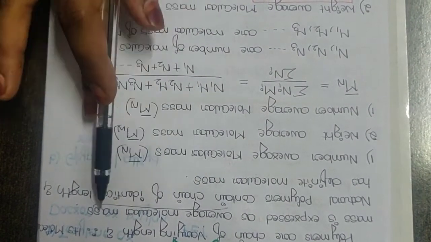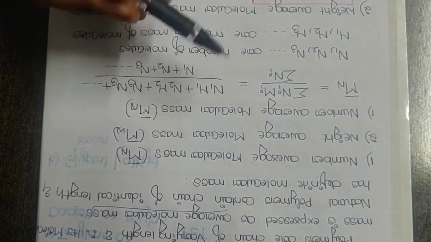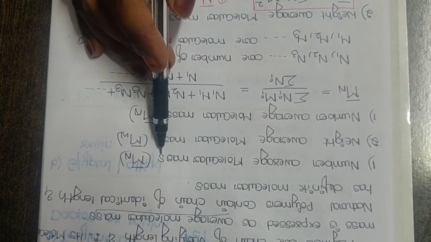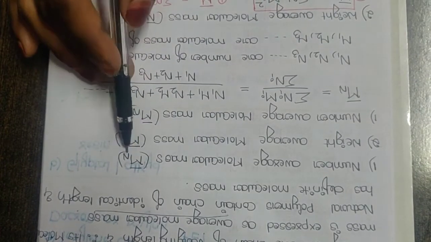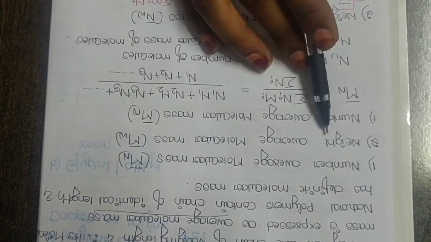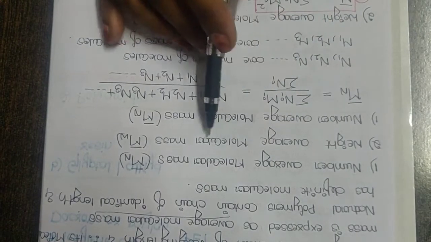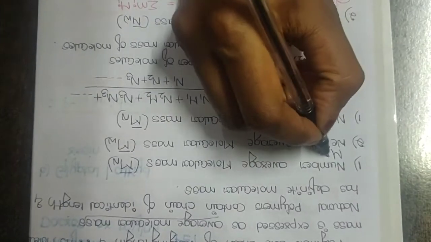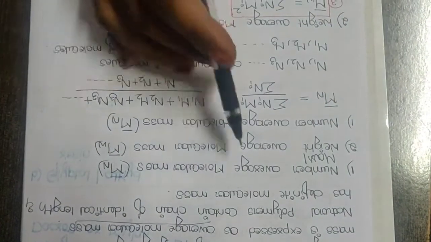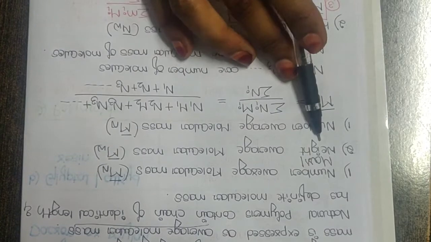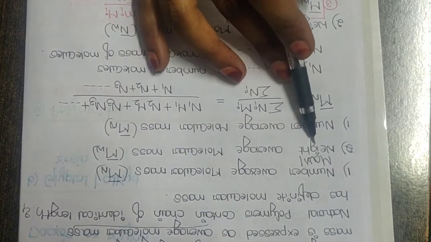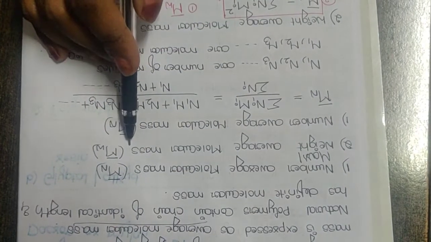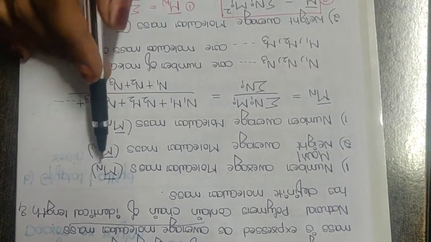So the average molecular mass can be calculated in 2 different ways. One is number average molecular mass, which is represented as Mn bar, and another one is weight average molecular mass, or also called mass average molecular mass. In few books they use mass, in few books they have taken weight. Both are one and the same, so you can take it as weight average molecular mass or mass average molecular mass. It is represented as Mw bar.